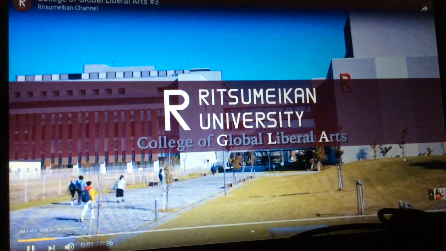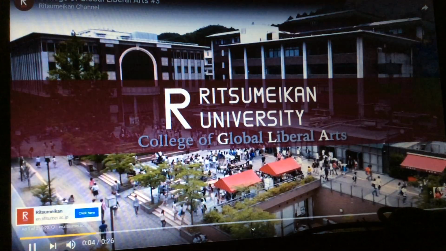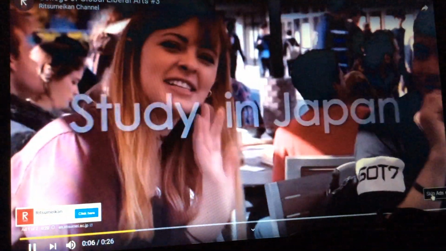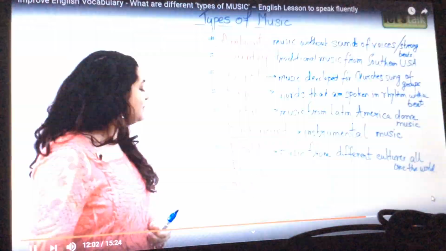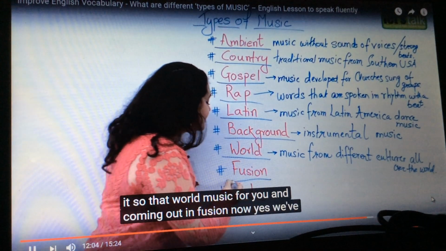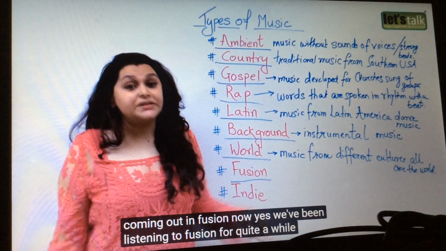And coming up is fusion. Now yes, we've been listening to fusion for quite a while now.